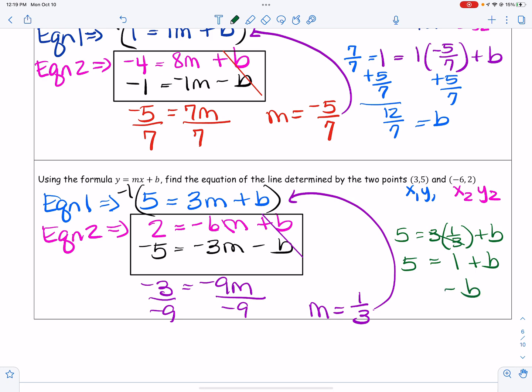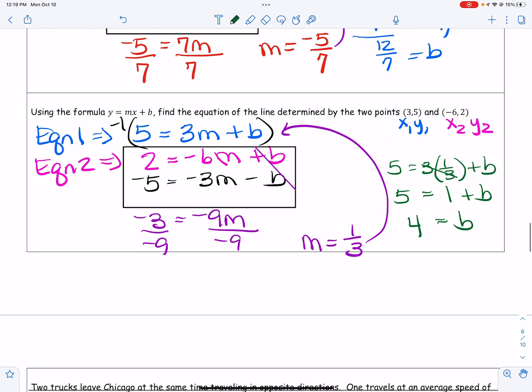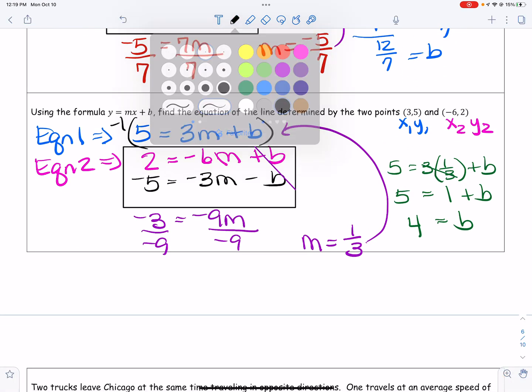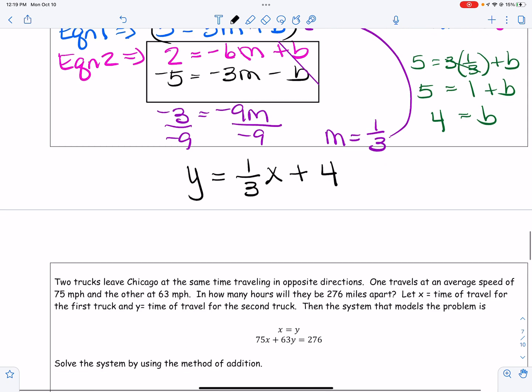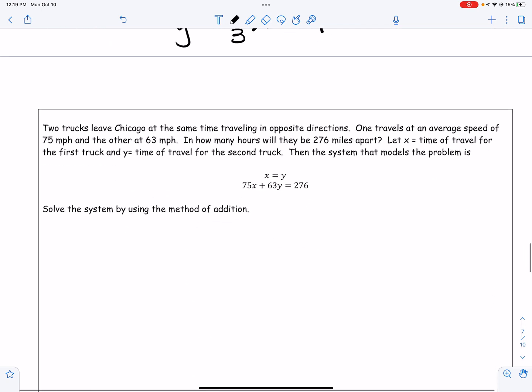And so b is equal to 4. So your equation, remember they're looking for an equation, y equals 1/3 x plus 4, okay? All right, now these next problems, you want to make sure that you notice how the equation is.